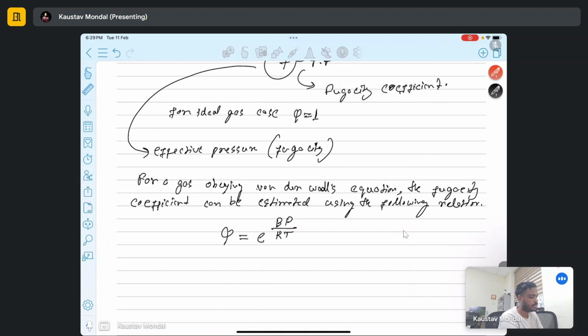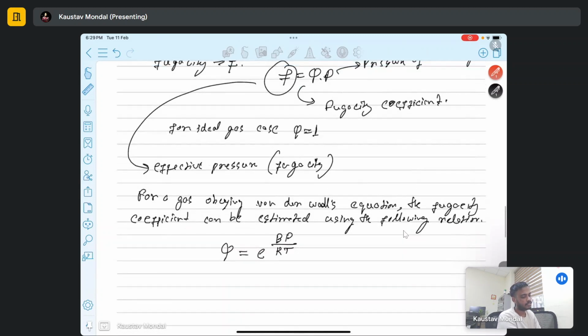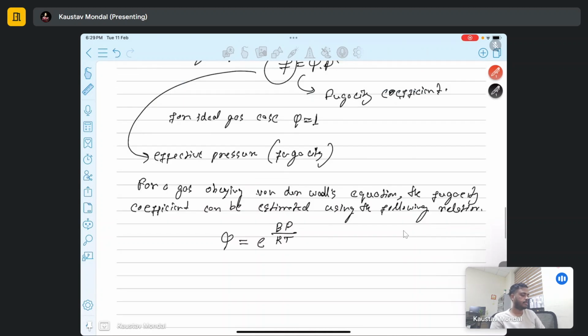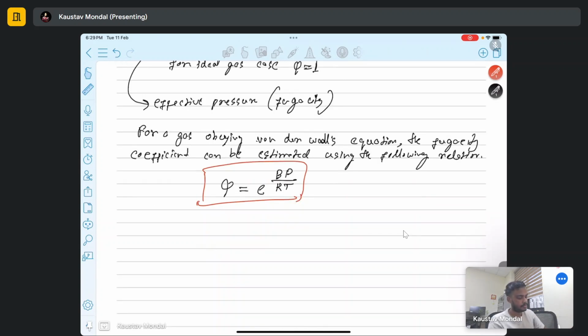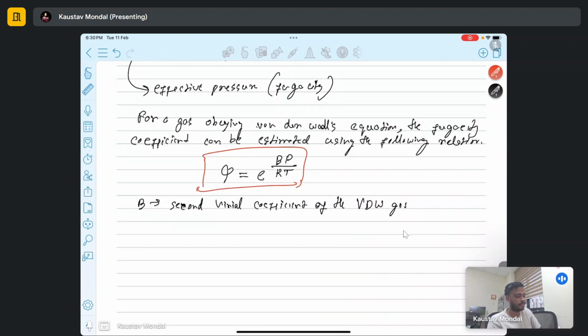Okay, so what is B? I will explain it later. Phi is the coefficient of fugacity. Okay, so this is for a van der Waals gas. This is the relation of the fugacity coefficient with the pressure, temperature, and B, which I will explain. So B is basically the second virial coefficient for the van der Waals gas. Okay, so I will explain how this second virial coefficient comes.